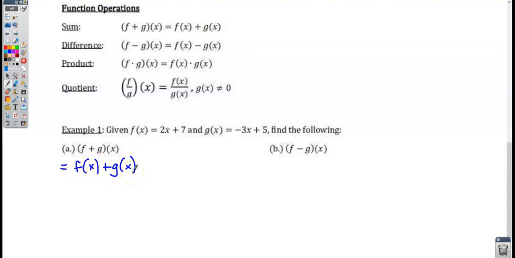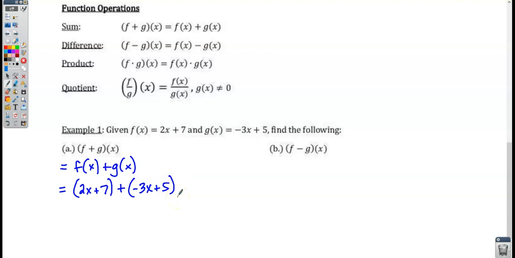And I highly recommend to you, when you're putting these functions into the operations to figure out the sum, difference, product, quotient, you can get away with it in the sum, but I highly encourage people, when they substitute functions into these operations, to put the functions inside of parentheses. This will be really helpful for us, especially when we do subtraction and multiplication.